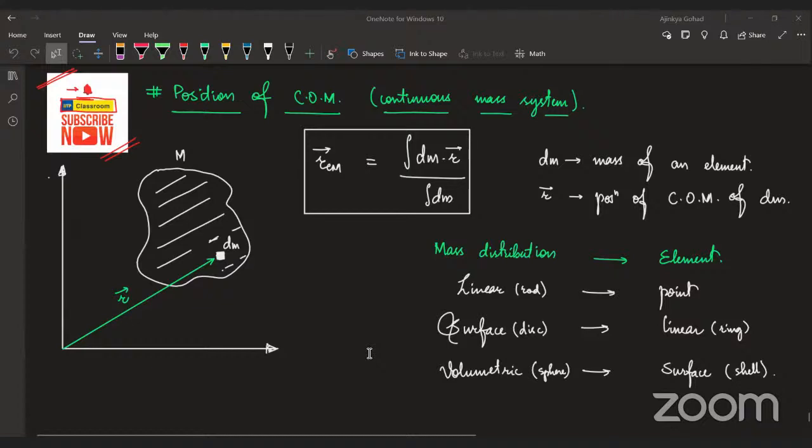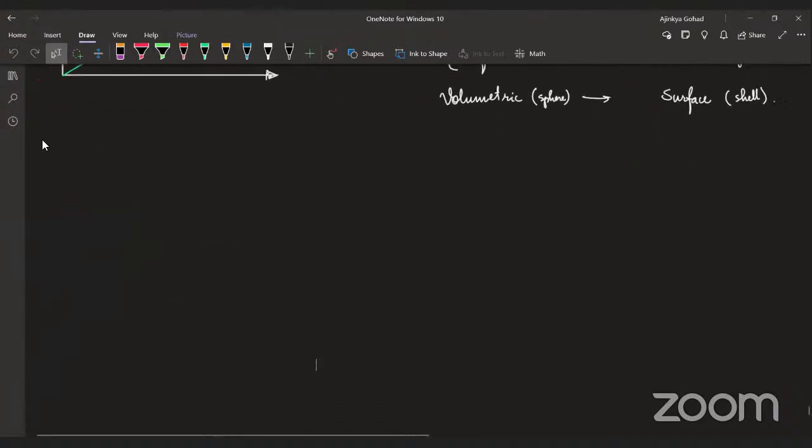All right. So let's take an example of a rod first. We know that the center of mass of a rod, the center of mass of a uniform rod will be at the center. Right. Center of mass of the rod will be at the center. So let's have a look at it.